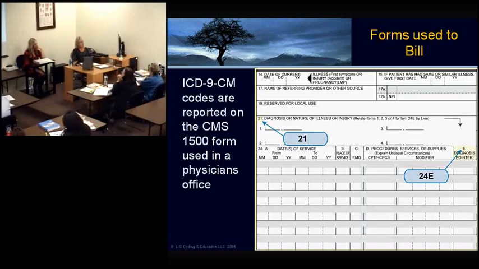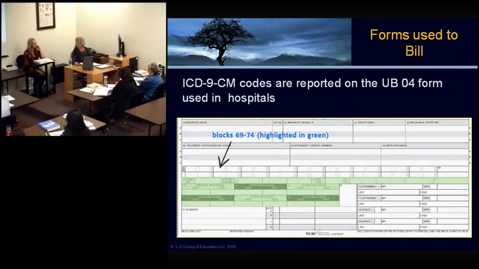Now, when you're coding, it's usually in an electronic system, and you just link them, and it asks you to link which ones go with what services. But this is what the paper form looks like. All right, so on the UB04, they get a lot more blocks. So if you're coding for a facility, you have a lot more blocks to put ICD-9 diagnosis codes into.